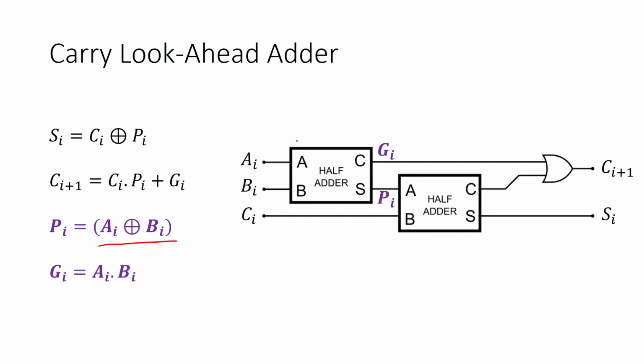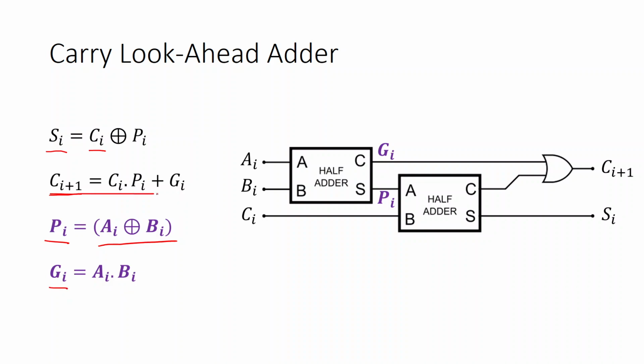So you can consider this to be the ith sum. This is the ith carry in, and this is the ith carry out. Since it is the carry in for the (i+1)th bit, it is written as Ci+1, which is the carry out of the ith addition. Now Ai XOR Bi is represented by Pi, and Ai dot Bi is denoted with a variable Gi.